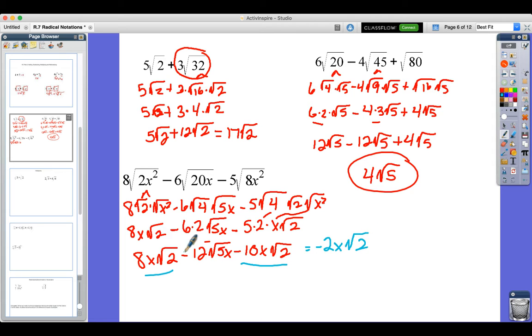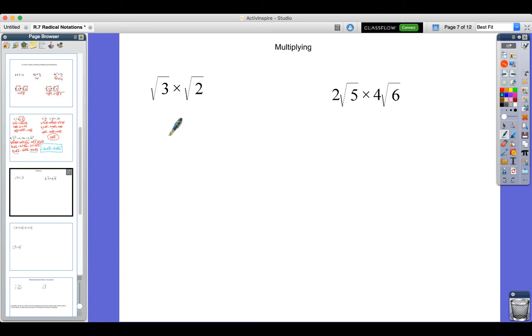And because we couldn't do anything with this, it's just attached at the very end. Minus 12 radical 5x. And that's okay. This is still simplified as much as it can. We went from these 3 terms to just these 2 simple ones right there. So that's adding and subtracting right there. So let's look at this.